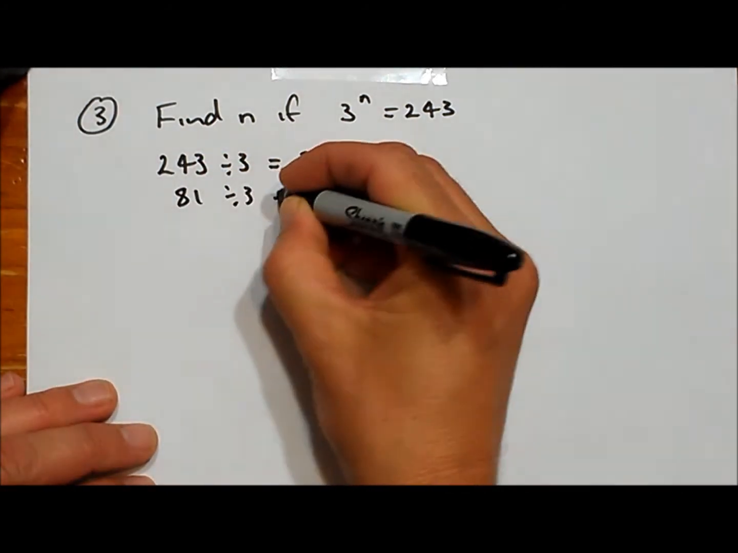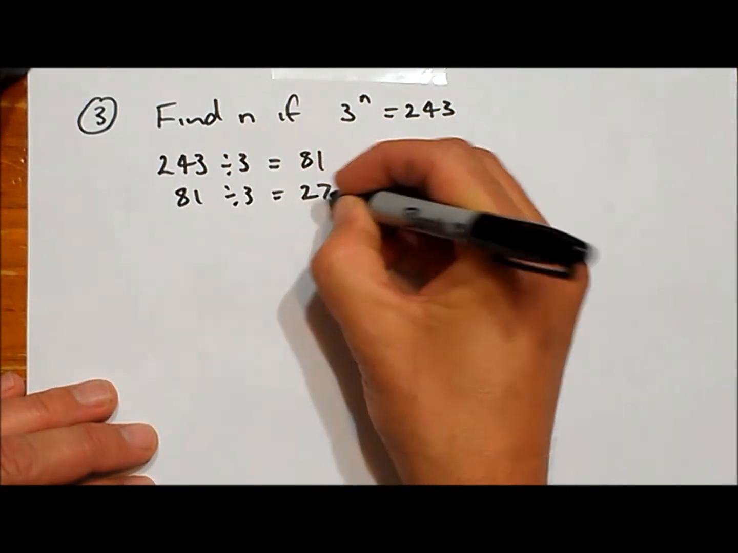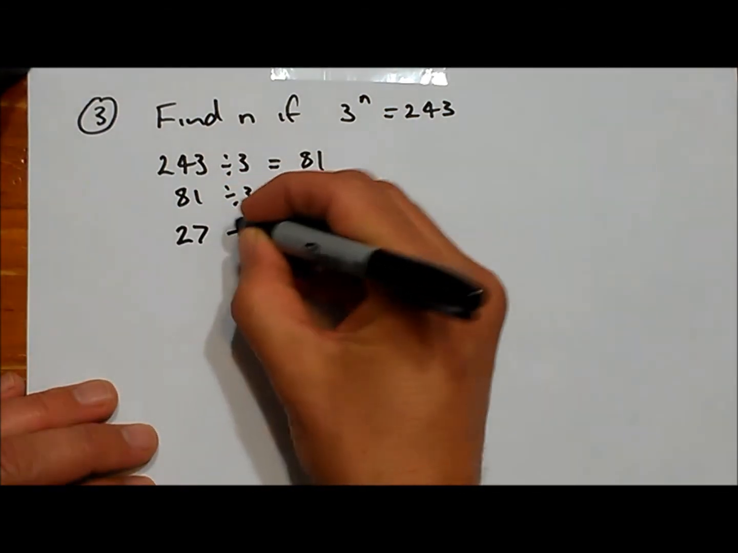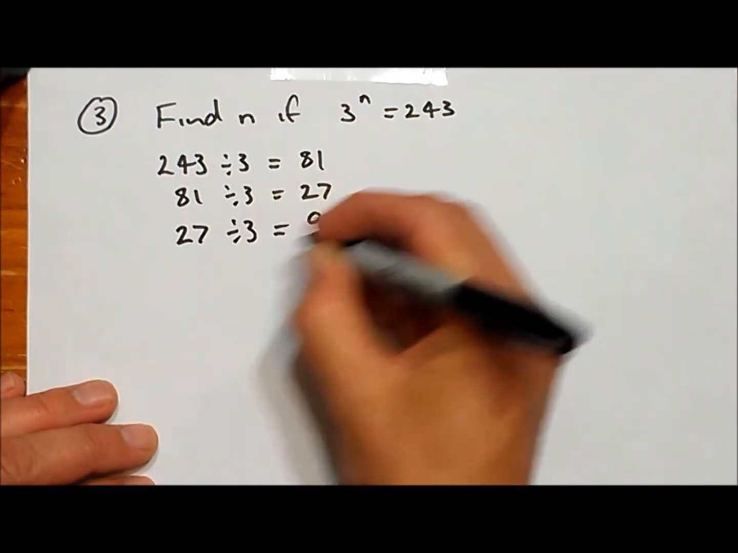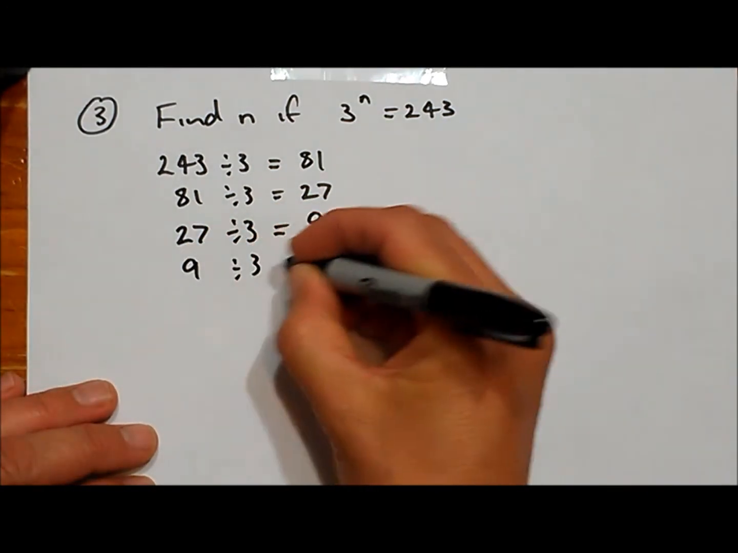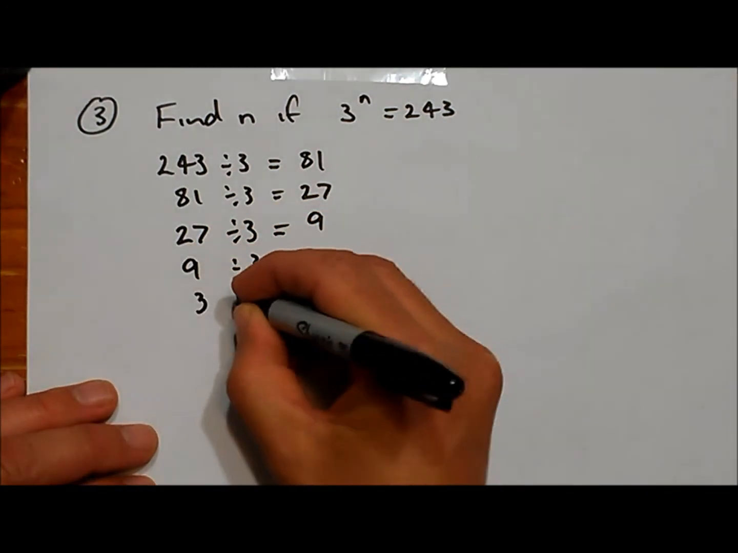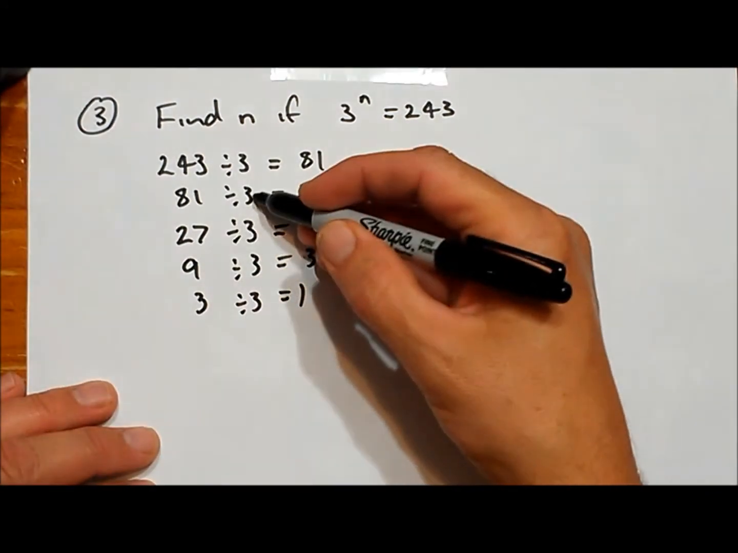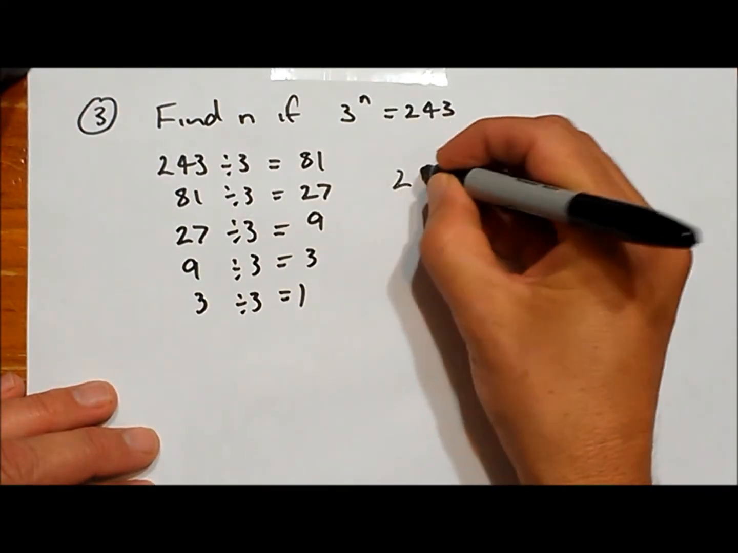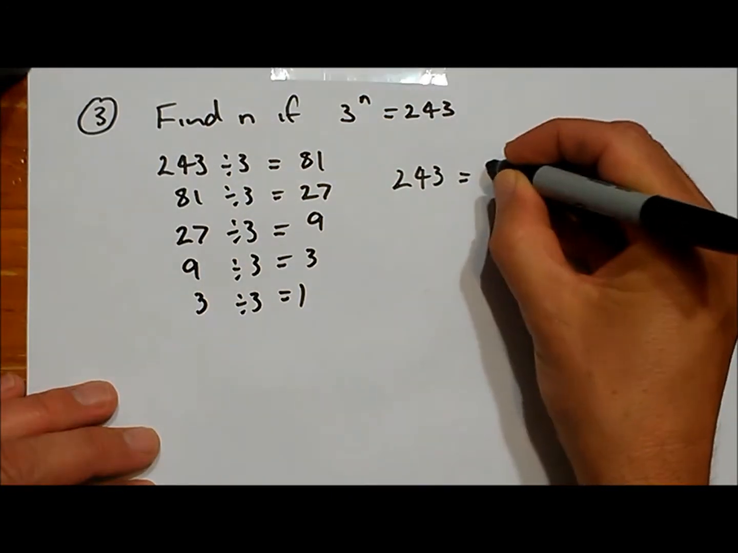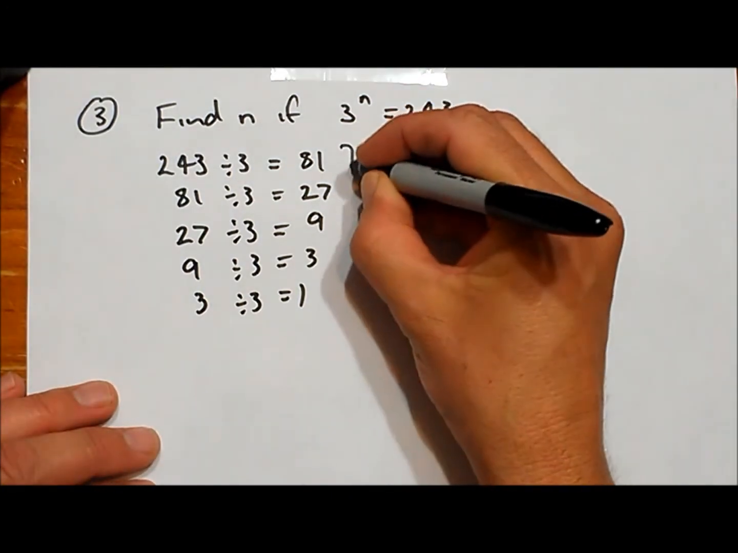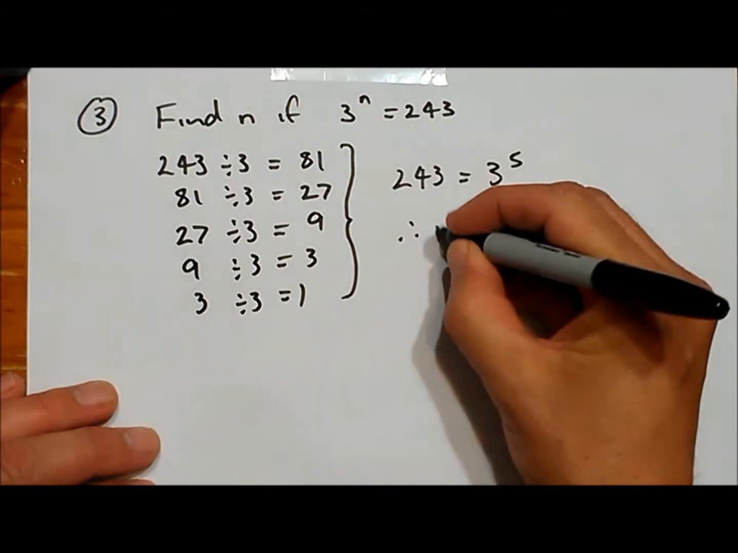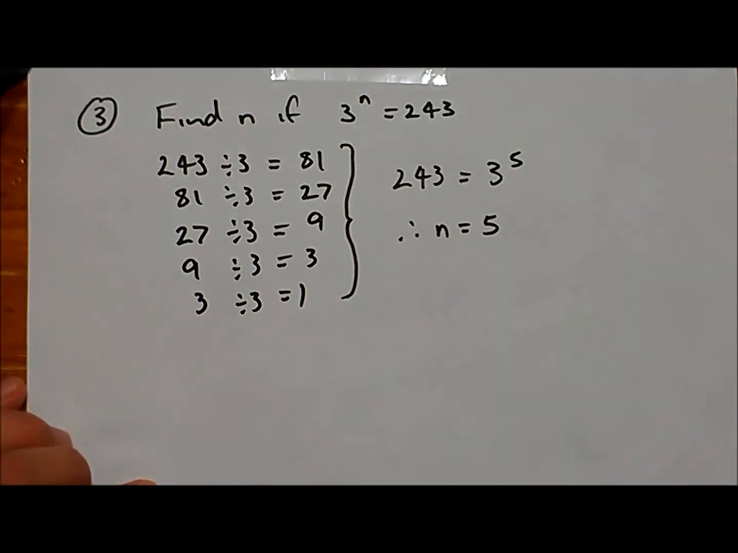Keep repeating this division by 3 until you get to an answer of 1, or to an answer you can't divide by. So 27 divided by 3 is 9, 9 divided by 3 is 3, 3 divided by 3 is 1. And so 1, 2, 3, 4, 5, 243 must be equal to 3 to the power of 5, I can deduce from all of this. So therefore n is equal to 5.